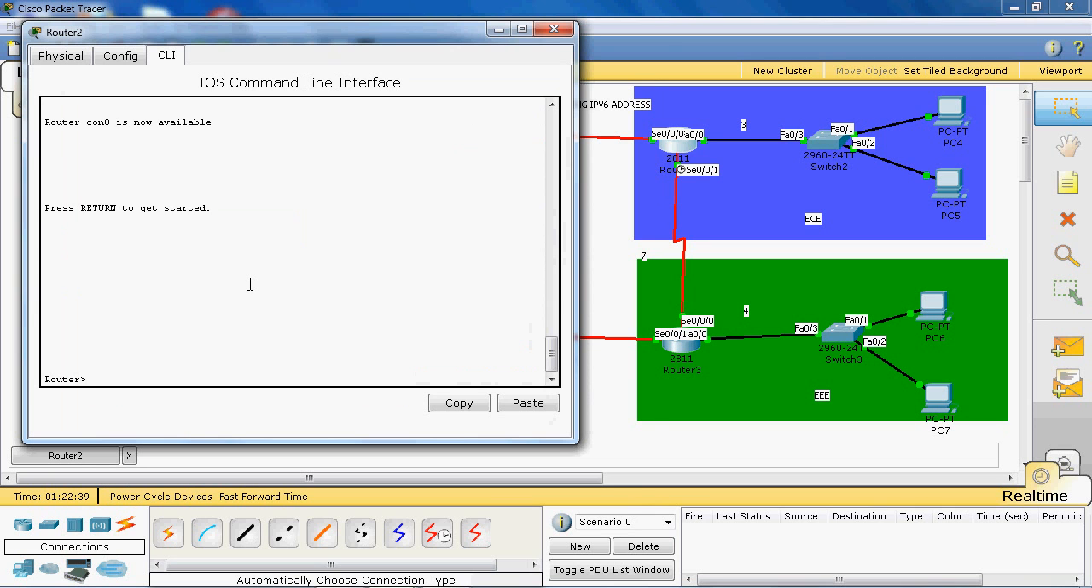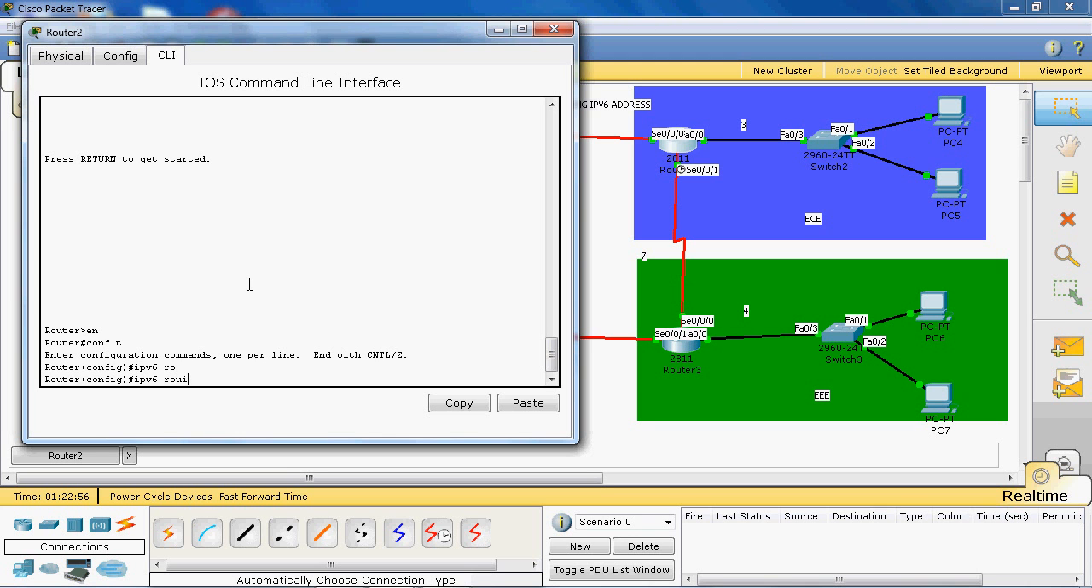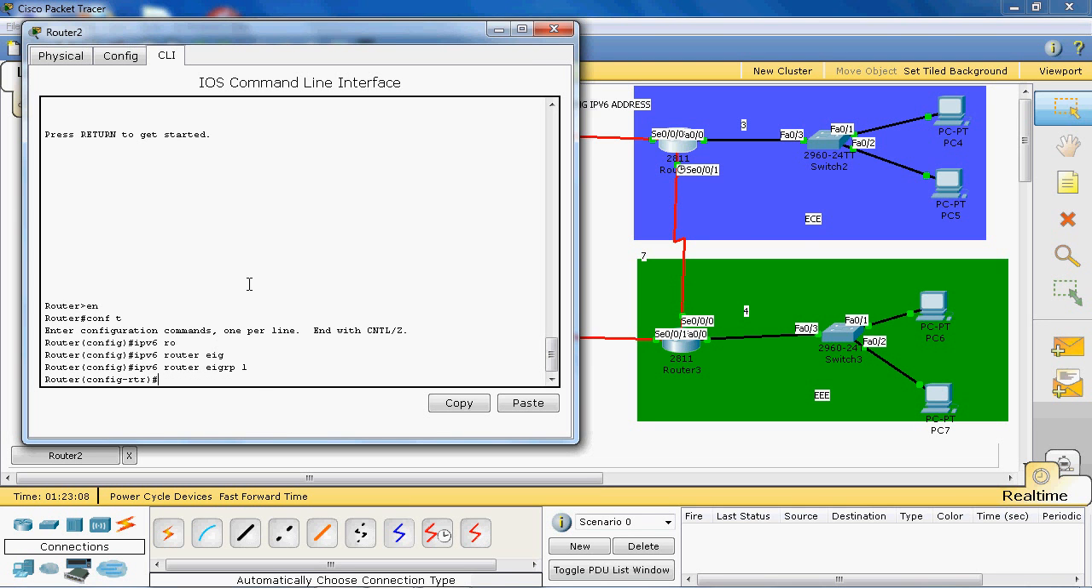So first of all we can go to global mode. In global mode we can configure the EIGRP routing protocol. The syntax for configuring the EIGRP routing protocol is ipv6 router eigrp, then we give the autonomous system number. Here we can give 1. Then only it forms the neighbor relationship. Enter.